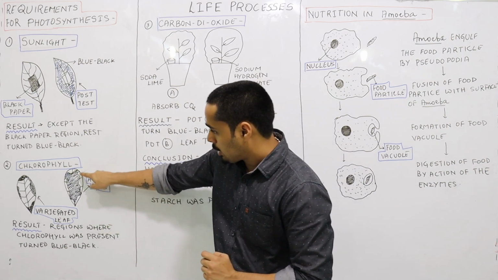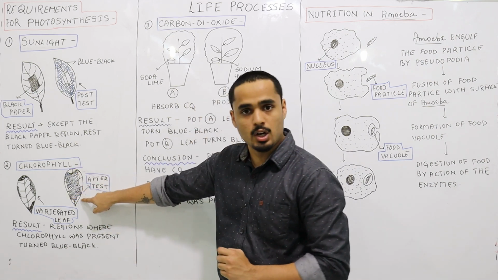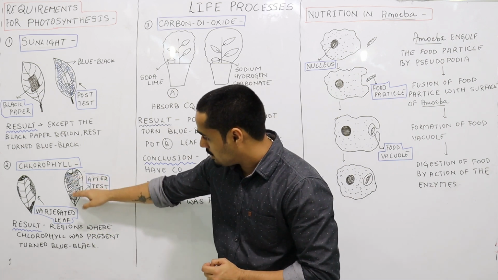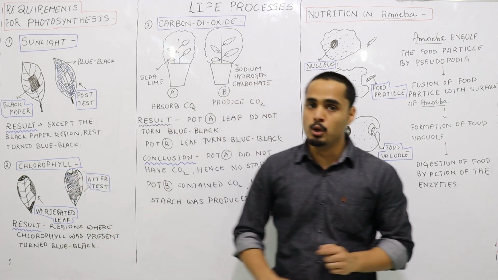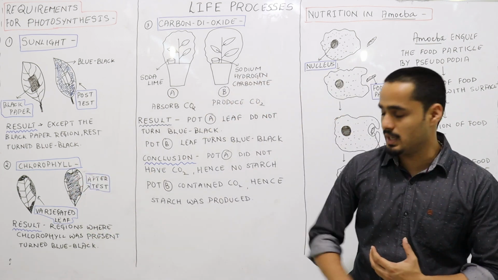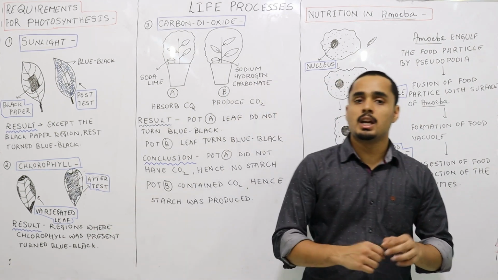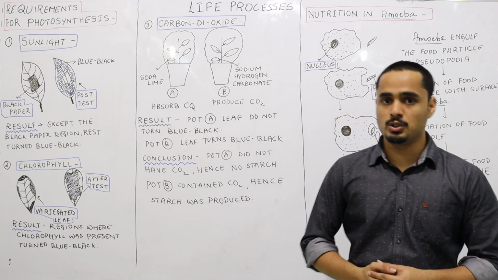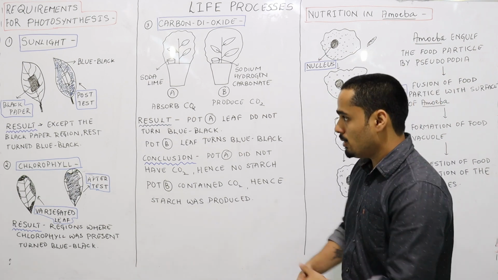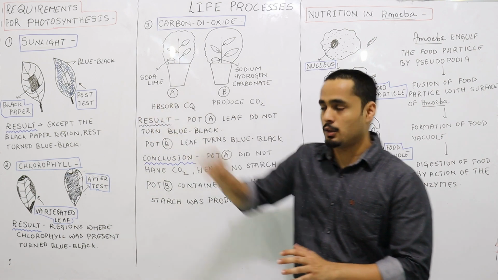The region where chlorophyll was not present did not turn blue-black, whereas the region where chlorophyll was present turned blue-black. So from this, what can we say? That chlorophyll is one of the most important components required for the process of photosynthesis. Clear? So just concluding this part of the session.